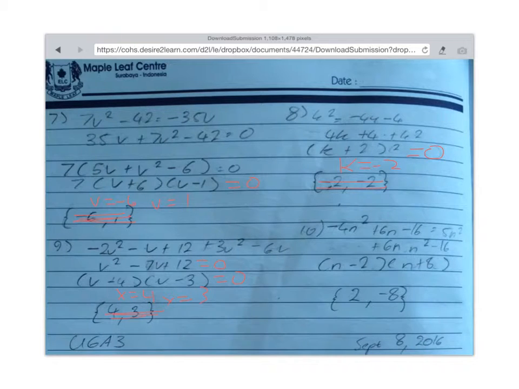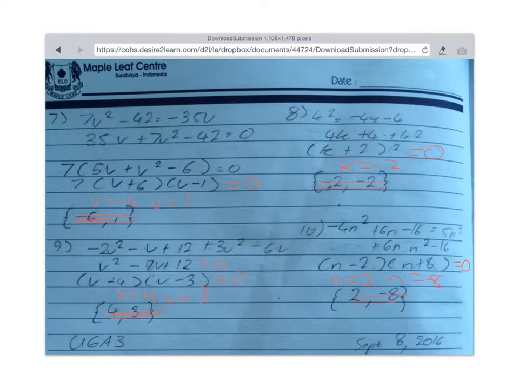For number 10, again, you factored it correctly. Just put your equals 0 and then write your roots as n equals 2 and n equals minus 8 and leave this part out. I'm just going to get the other page and go through that one. So I'll put you on pause for a minute here.